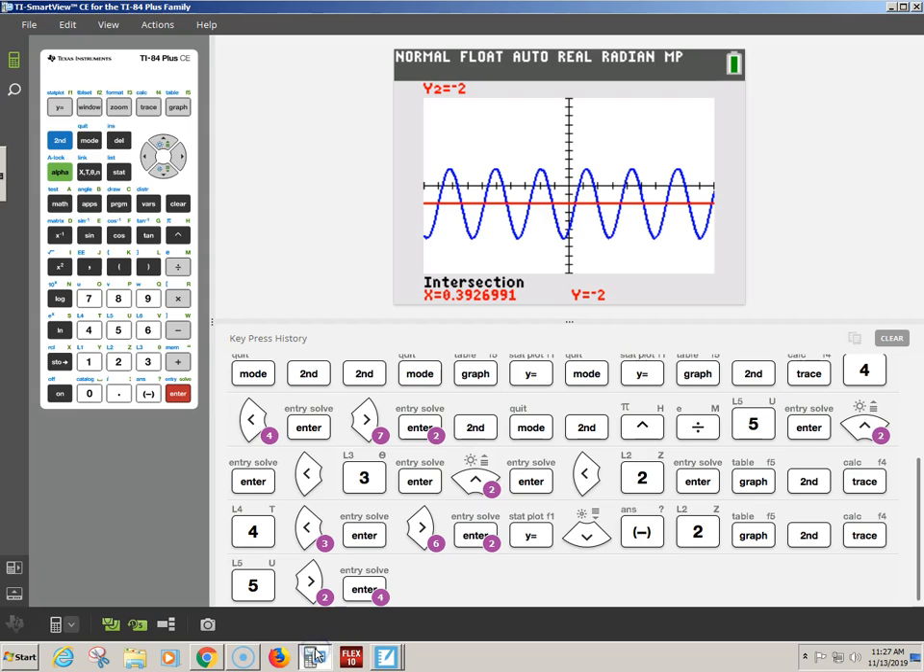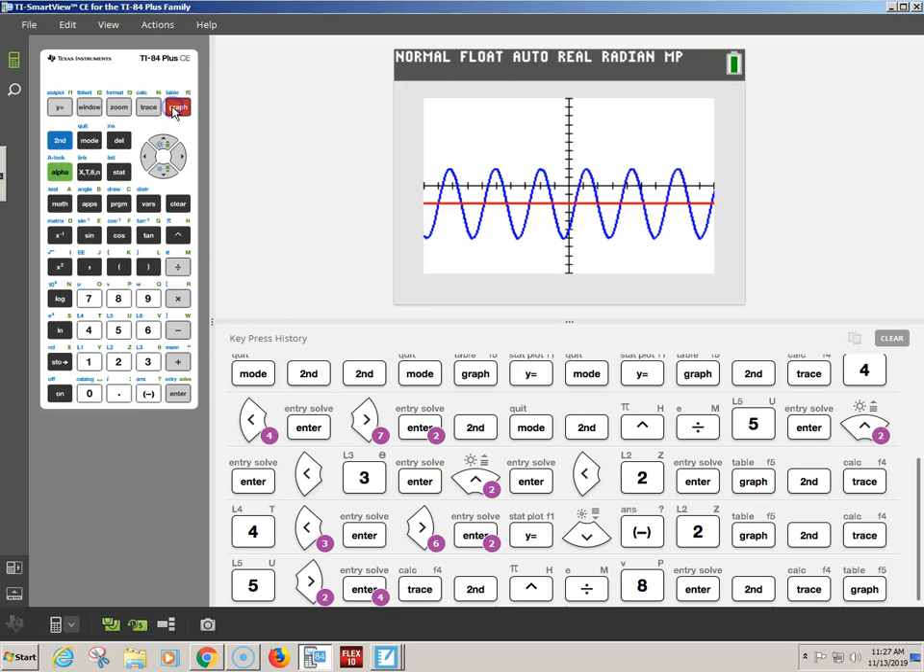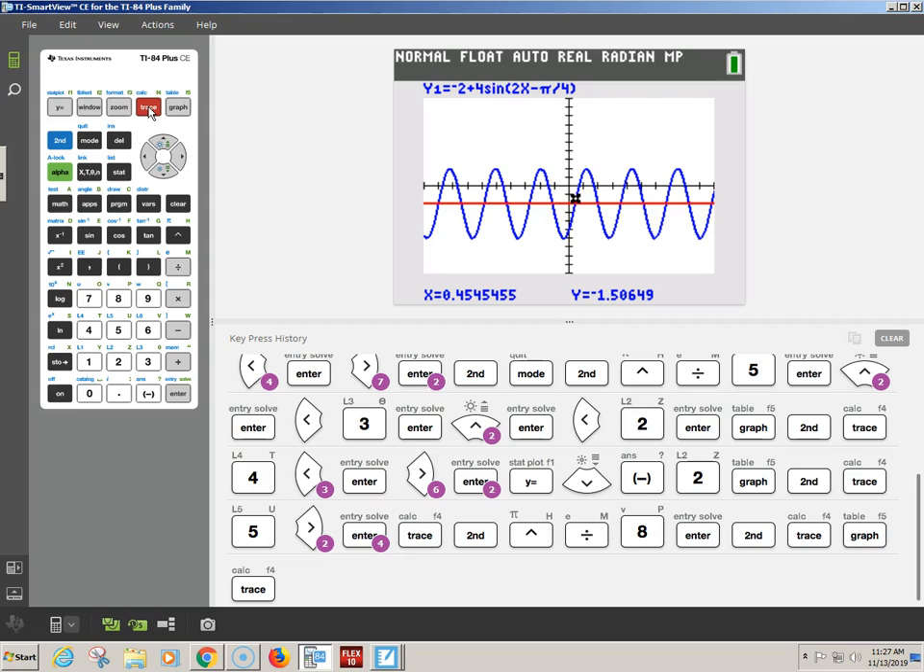Hey, let's check in. Let's trace. So, pi over 8. Is he in the middle? Yeah, he is. Sweet. 3 pi over 8, oops, let's go back to my trace. Yep, back to trace. It's a shortcut. The trace is the value button. 3 pi over 8. That better be at the top. Yeah, it is. 1.17. 5 pi over 8.